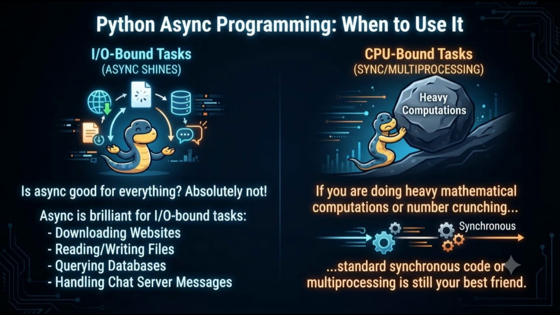Is async good for everything? Absolutely not. Asynchronous programming is brilliant for I/O-bound tasks like downloading websites, reading and writing files, querying databases, or handling chat server messages where your program spends most of its time waiting. If you are doing heavy mathematical computations or number crunching, standard synchronous code or multiprocessing is still your best friend.